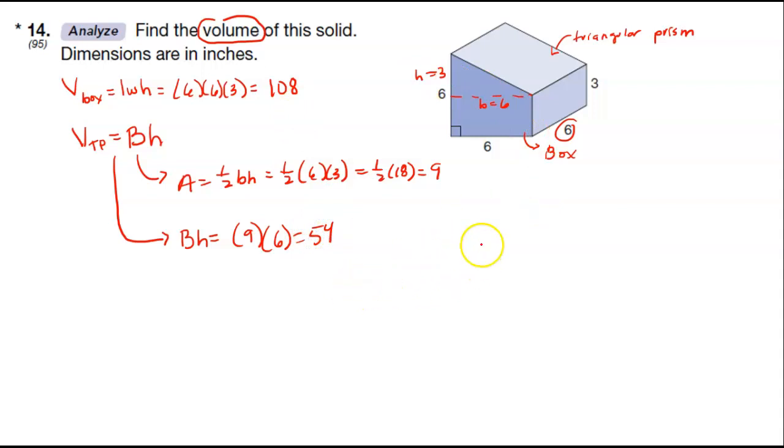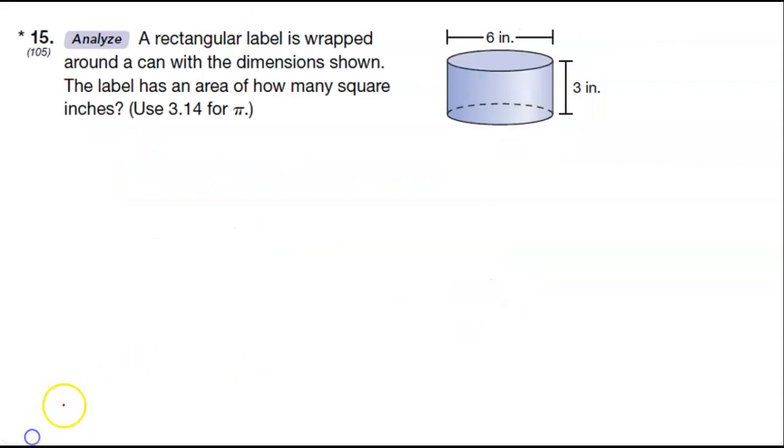Now I just have to add the volumes together. So I have 108 plus 54. I'm doing this longhand for what reason again? 162 is my answer.